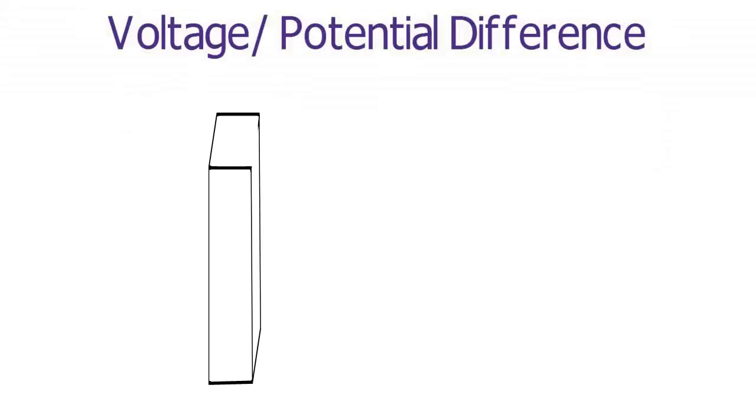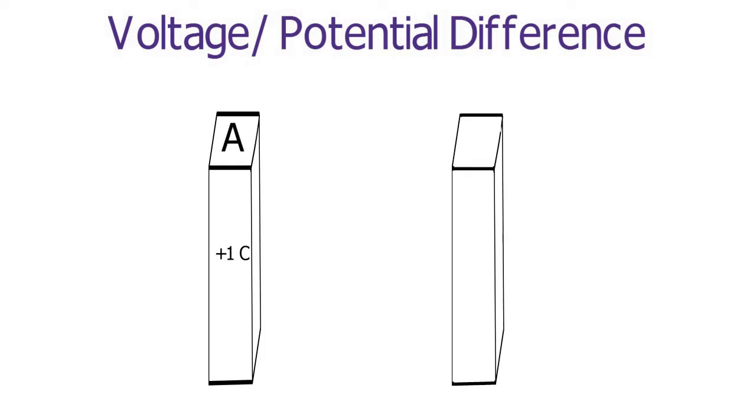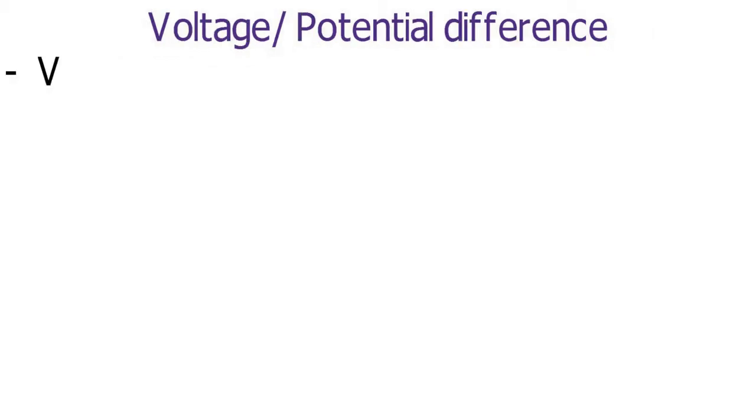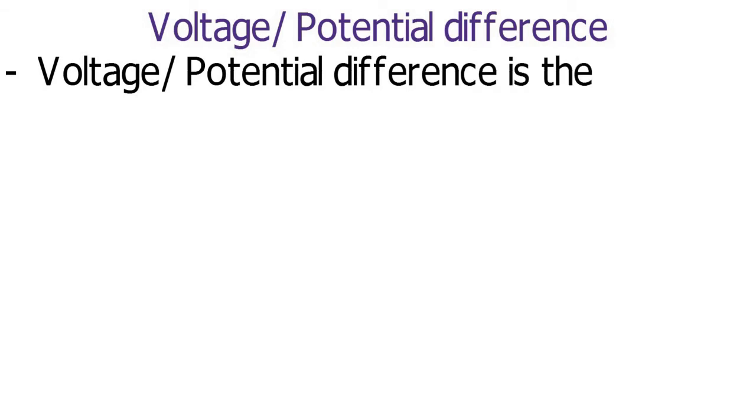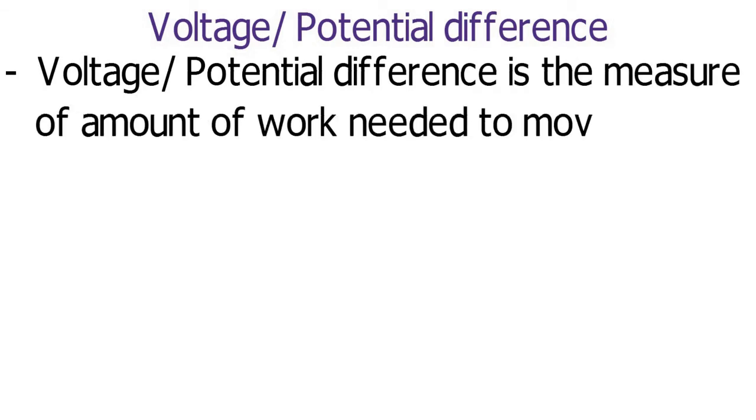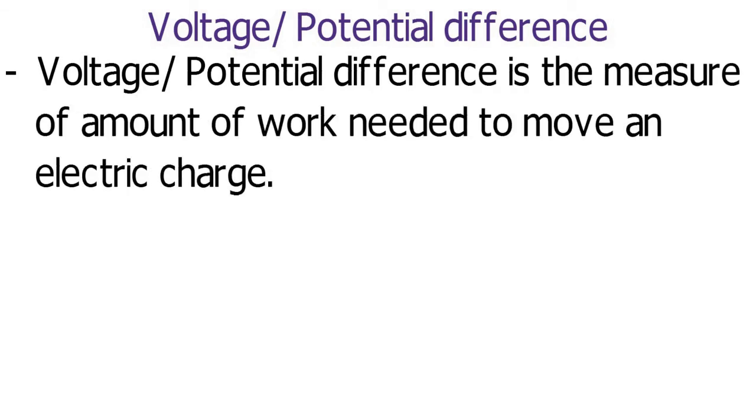Potential refers to the ability of doing work. Any charge has the potential to do the work of moving another charge, by either attraction or repulsion. When a charge is different from the other, there must be a potential difference between them. Potential difference or voltage is the measure of the amount of work needed to move an electric charge.